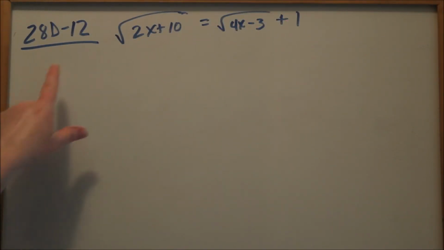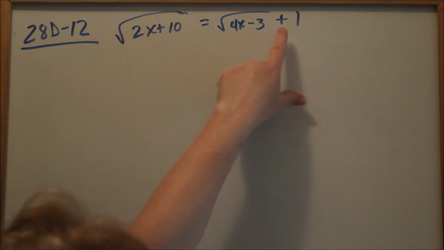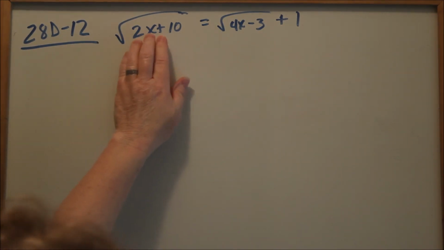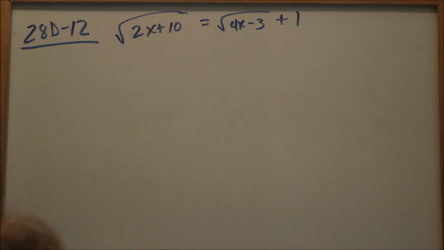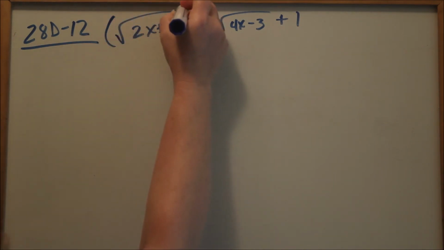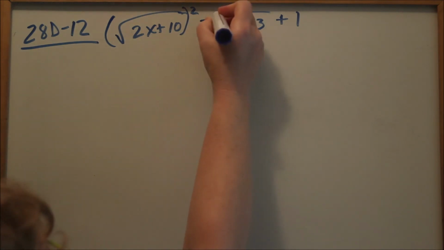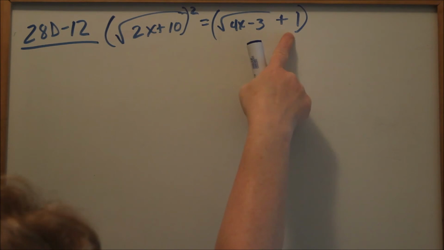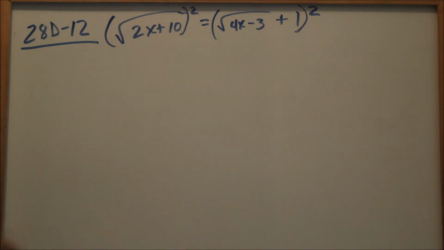Okay, let's look at 28D number 12. The square root of this equals square root of this plus this. Well, you can see we can't have just a radical on one side, just a radical on the other side. So there's not really any easy way to do it, but just to do it. So obviously, we need to square this side to get rid of the radical. Well, when you square that side, you square this whole thing. You can't just square that and that. It doesn't work that way. You have to put parentheses around the whole thing and square it.